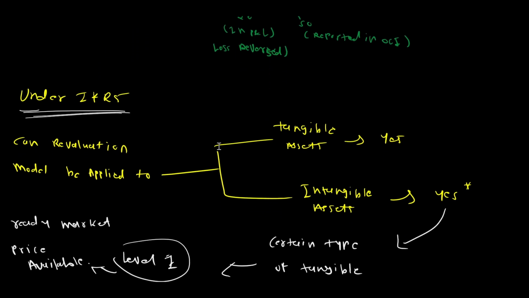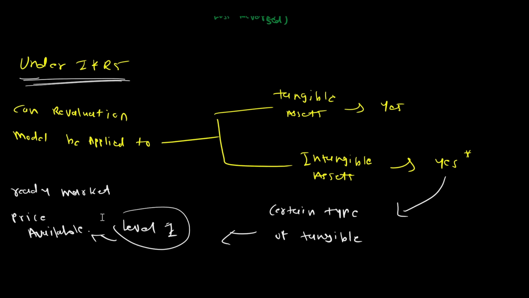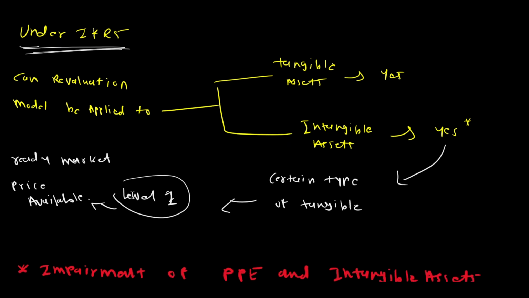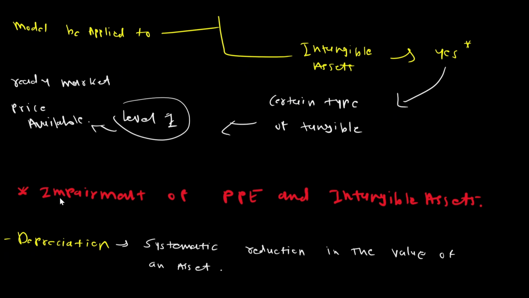So under IFRS, can the revaluation model be applied? Tangible asset? Yes. Intangible asset? Conditional, yes. The condition is a certain type of asset, meaning level 1, where ready market prices are available for that asset. You could decide the price of that asset.